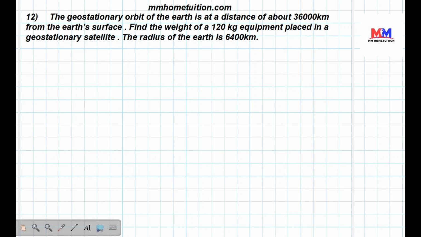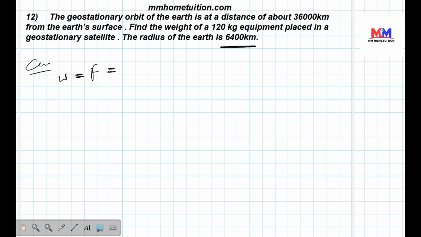The geostationary orbit of the Earth is at a distance of about 36,000 km from the Earth's surface. Find the weight of a 120 kg equipment placed in a geostationary satellite, given that the radius of the Earth is 6400 km. So F equals how much? We have to find the weight. So F equals W.